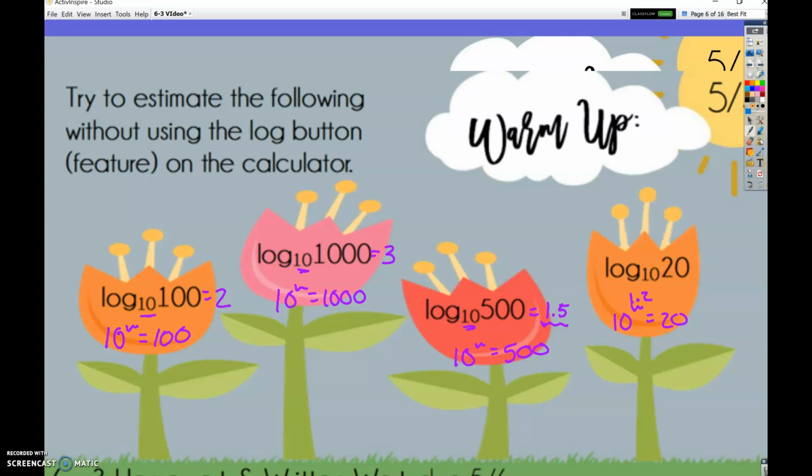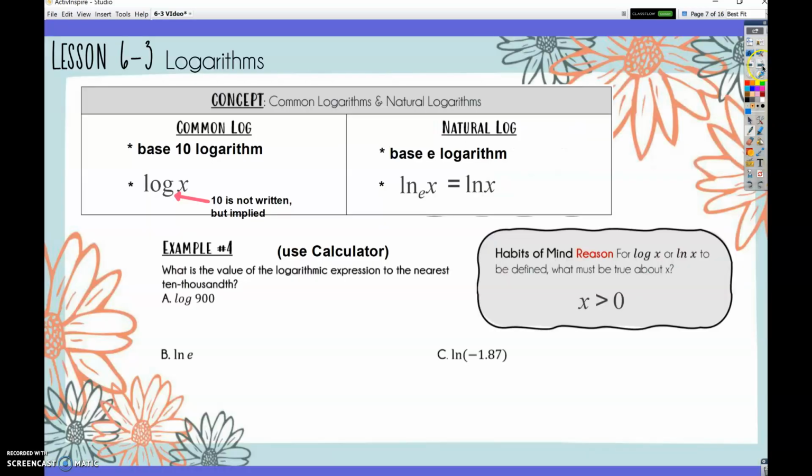But we also wanted to point out that all of these have this base 10. Mathematicians use the base 10 a lot, so much so that we actually refer to that as the most common log. It's what we call the common log. It's a base 10. Anytime you just see log x, 10 is not written there, but it's implied. So when you saw this example 4 here, we can use the calculator to check, but we don't see the 10 there, but we could write it in if we wanted to. It's saying 10 to what power makes 900?